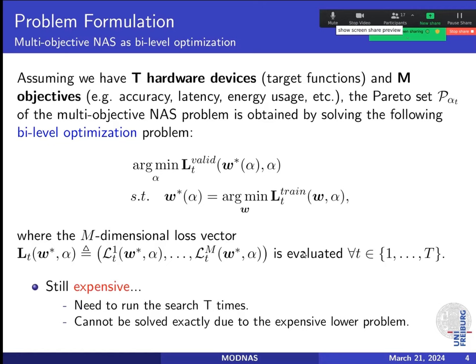As I said, it's still expensive, so we still need to run this T times, for every device. There is a dependency on T, which is the device type. If we have big T devices, then we need to run this bi-level search T times. And of course, this also inherits the drawbacks from DARTS or other differentiable NAS methods. This lower level problem, this W star, cannot be solved exactly due to the expensive lower level problem and non-convexity. So typically we have an approximate solution, or we have this one-shot model that approximates the best response function. We can take one gradient step to approximate W star, or we can do multiple steps. I will say later what we do here.